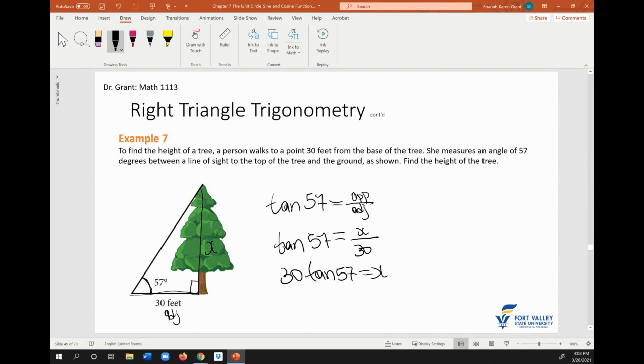What we get here, once we plug it in our calculator, is that x is going to be 46.2. That's going to be my height. Let's say h, since it's talking about height. It doesn't matter what your variable is. So that's going to be the height of the tree. If they asked us for the shadow cast by the tree, then that would be your hypotenuse.